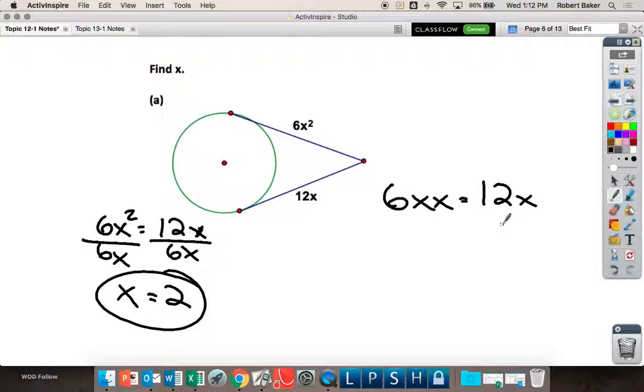What does both sides share? An x. So I can eliminate that. That is called the property of equality. Now you have 6x equals 12. Divide both sides by 6? You still get x equals 2. x could also equal 0.